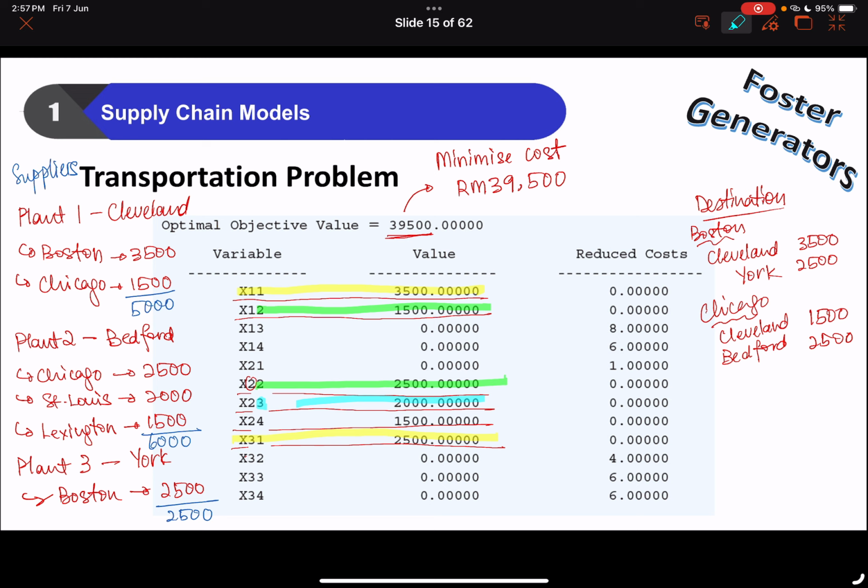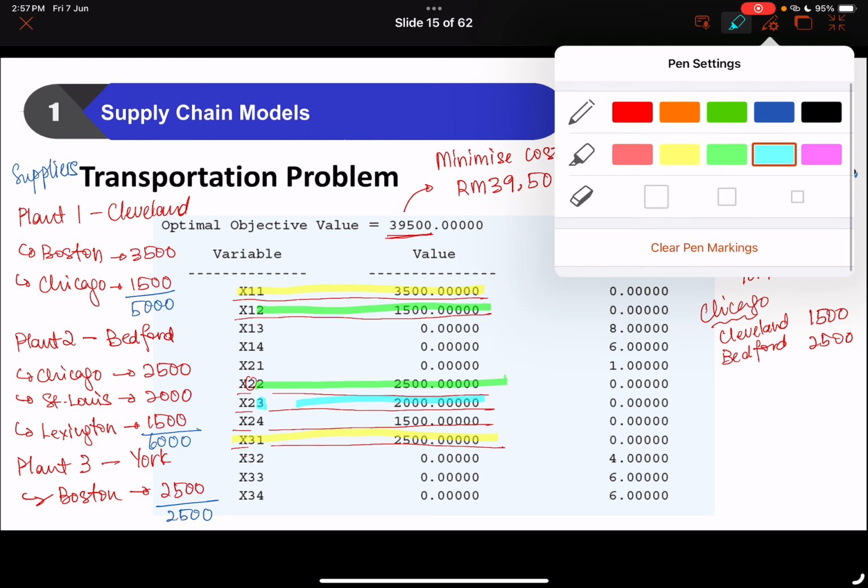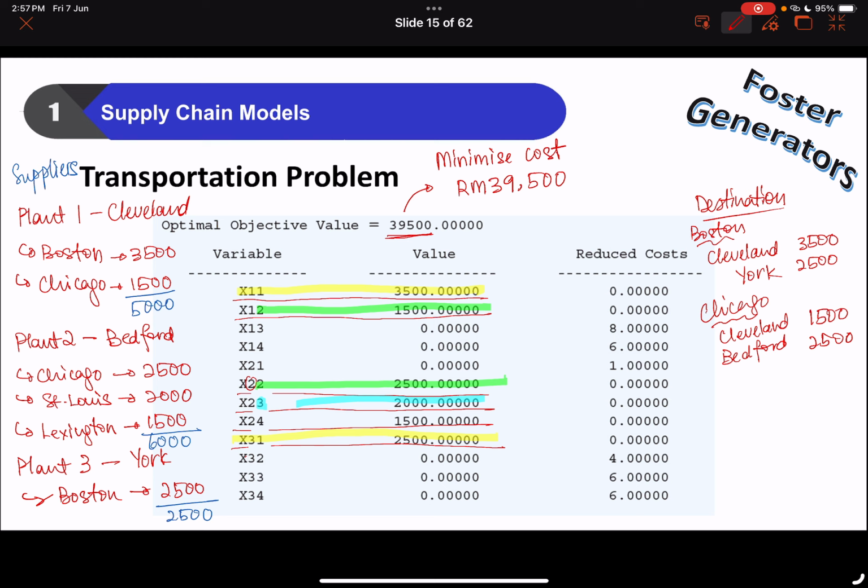Destination 3 is St. Louis. St. Louis gets 2,000 units from origin 2, which is Bedford. That's all. And then the fourth one, which is Lexington, destination number 4. We look at the second number, number 4, which is 1,500 units.